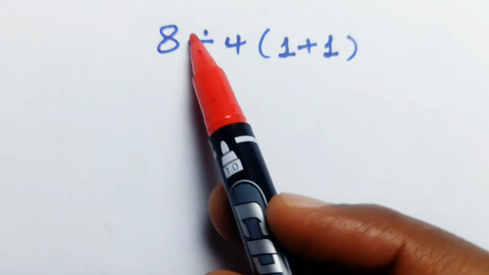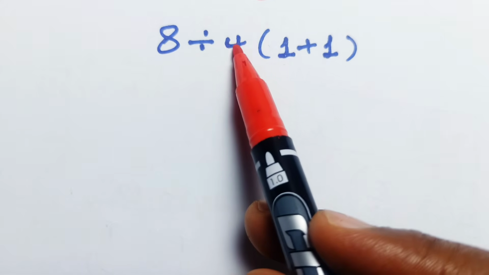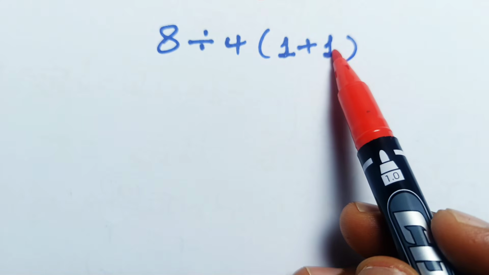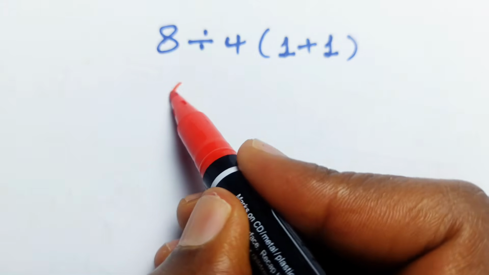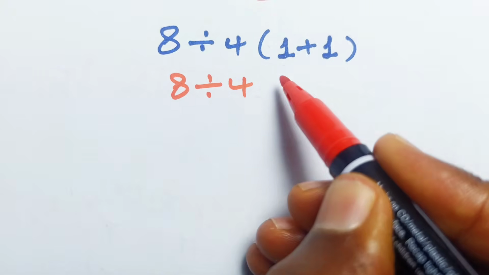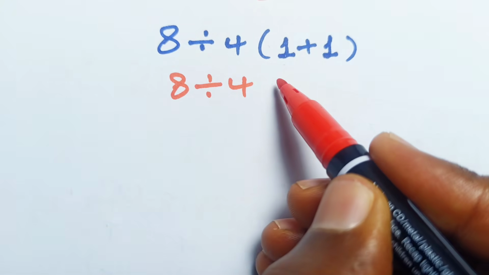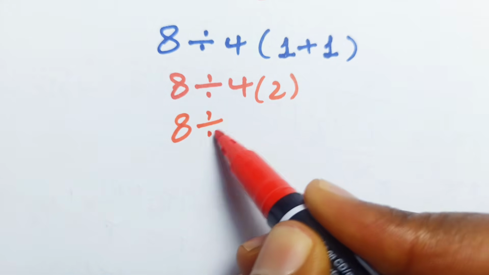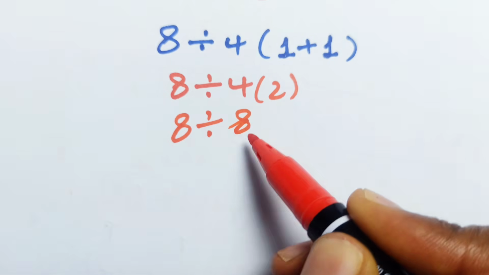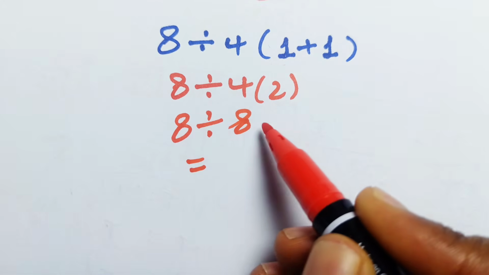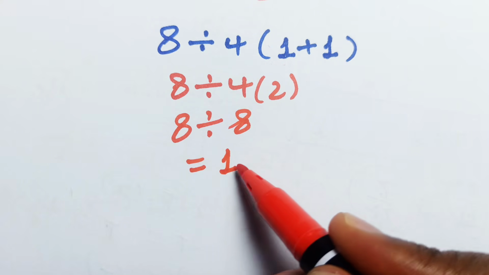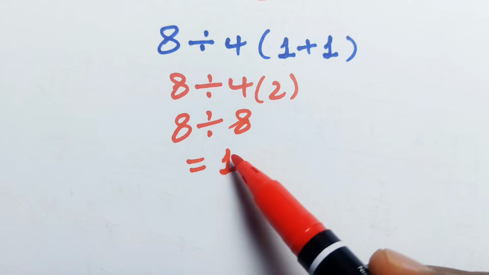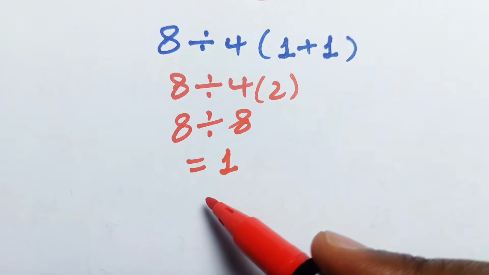Today we have this expression: 8 divided by 4 times (1 plus 1). So 8 divided by 4, and 1 plus 1 is 2. 8 divided by 4 times 2 is 8 divided by 8, which equals 1. But if you calculate in such a way, you made a mistake.